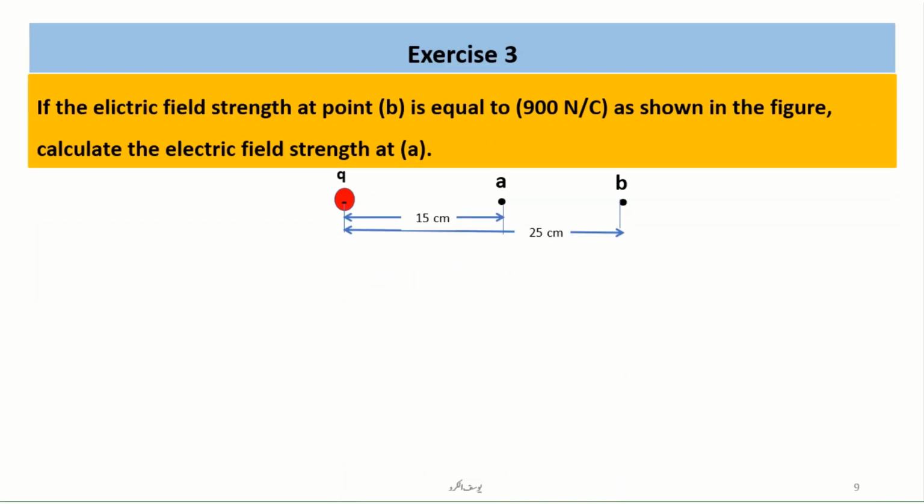Exercise 3. If the electric field strength at point B, whose distance from the charge equals 25 centimeters, is equal to 900 Newton per coulomb as shown in the figure, calculate the electric field strength at A. The same way, we will do the same as in the last exercise.